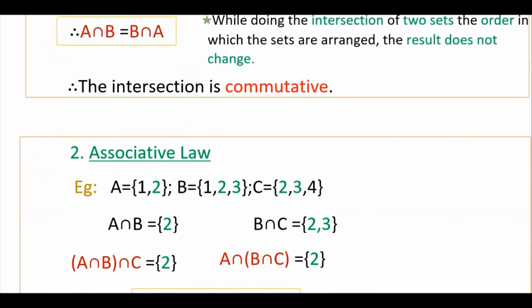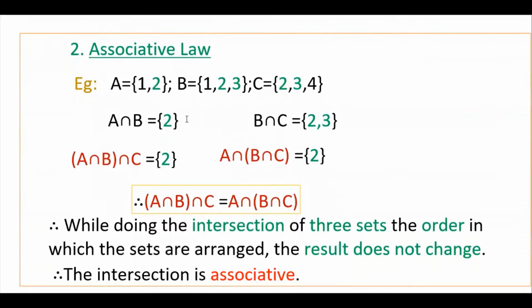And the next one is the associative law. If you take any three sets and intersect the first two sets, A intersection B is equal to {2}, and then (A intersection B) intersection C. If you intersect with the third set, then you will get this 2. See here, A intersection B is {2}, and C has 2, 3, 4 as elements. So (A intersection B) intersection C has only one common element, 2.